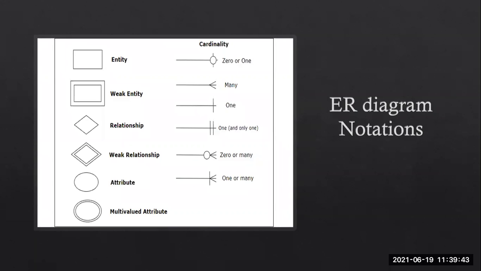Then attributes. What are the attributes here? They are the properties of the table, or the properties of the entity. An attribute is denoted with the help of an oval. In attributes, we have learned different types: composite attributes, derived attribute, multi-valued attribute, and key attribute. The double oval is a multi-valued attribute, for example phone number, where you have two phone numbers.